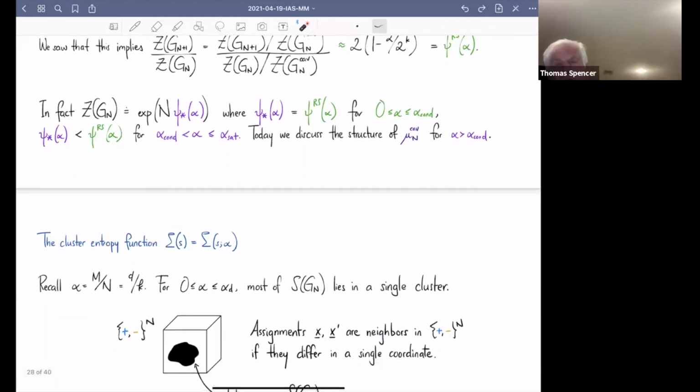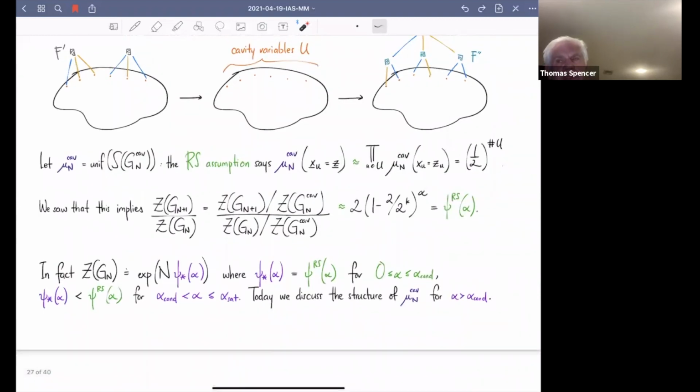Do you know alpha_con explicitly? This is known, yes. Okay.